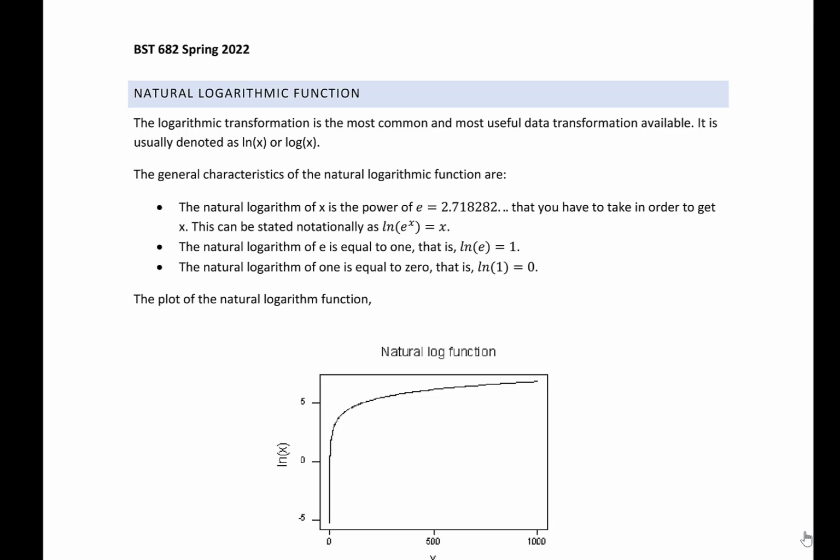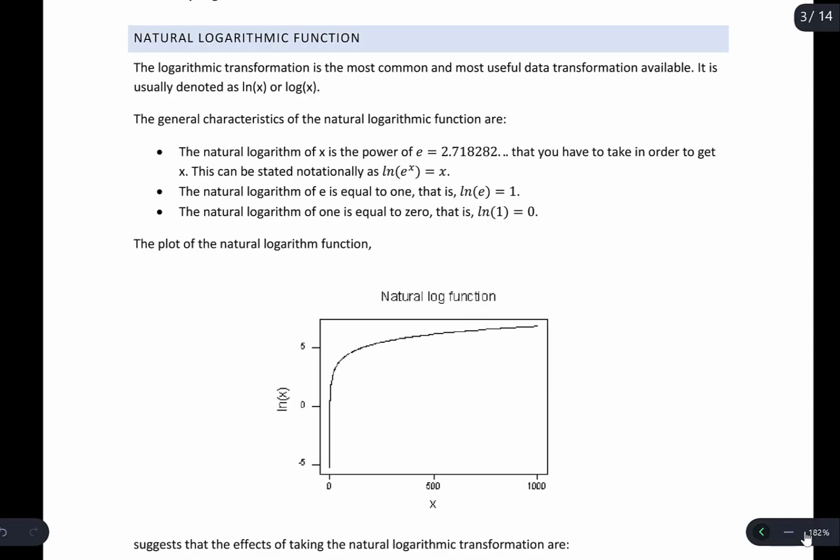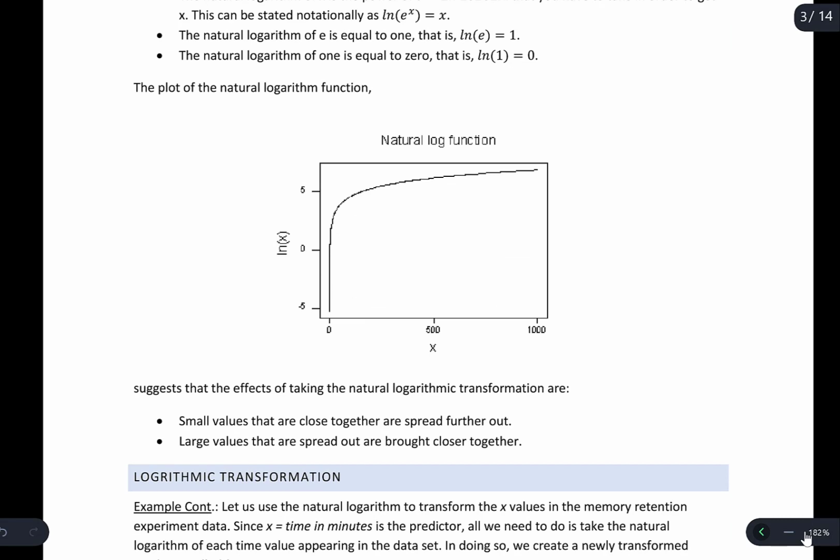The logarithmic transformation is the most common and most useful data transformation available. We're going to see it here with the predictor, and we'll also see it later on with the response. It's usually denoted as ln of x or log of x, and typically when you see this, we are talking about the natural log. Here are some general characteristics of the natural logarithmic function, which I'll let you read on your own. And here's a plot of what the natural log function looks like.